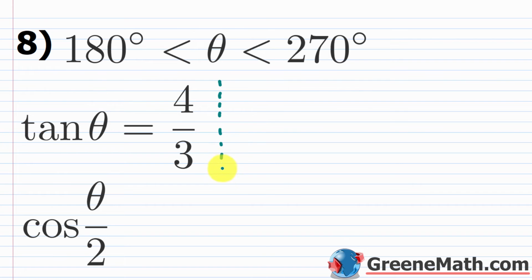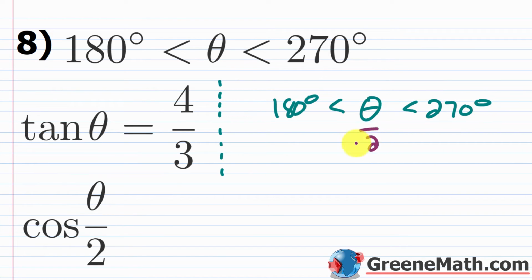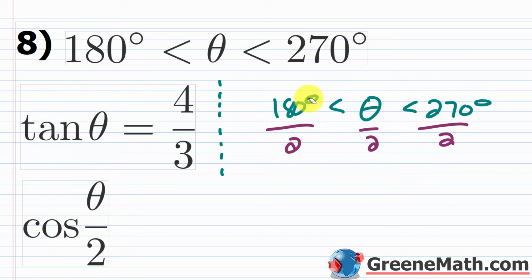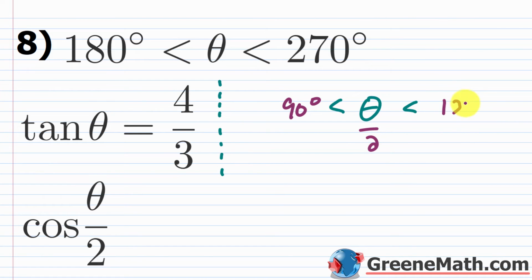So if you get this type of problem, the first thing you need to figure out is, where does theta over 2 lie? This is theta. You need to figure out theta over 2. So just start with theta being greater than 180 degrees and less than 270 degrees. And all we're going to do is divide each part here by 2 and simplify. So 180 degrees divided by 2 is 90 degrees. And then for 270 degrees divided by 2, that's 135 degrees. So what this tells me is that your theta over 2 is going to be greater than 90 degrees and less than 135 degrees. So I'm going to be in quadrant 2.